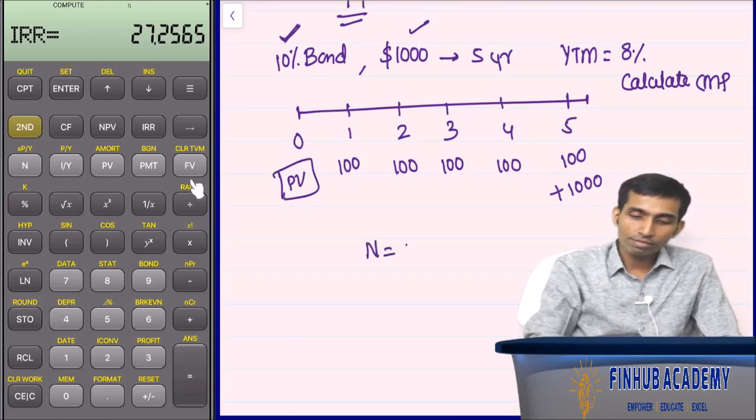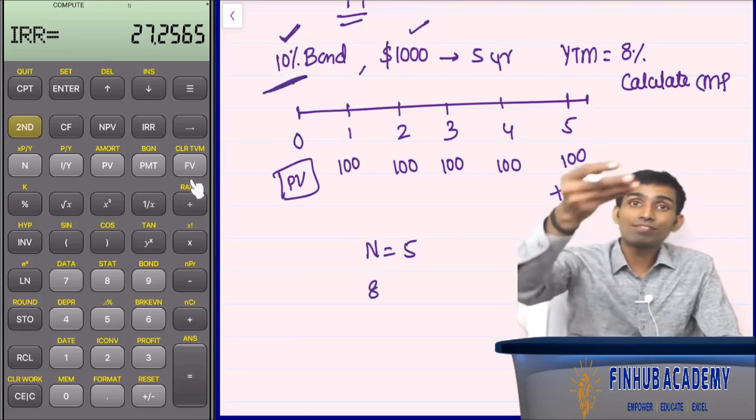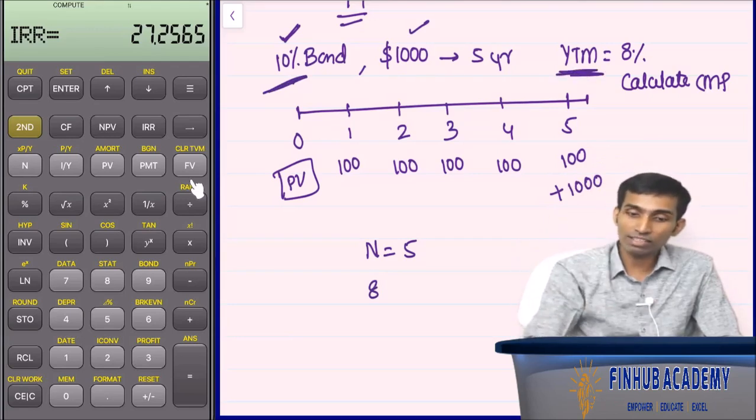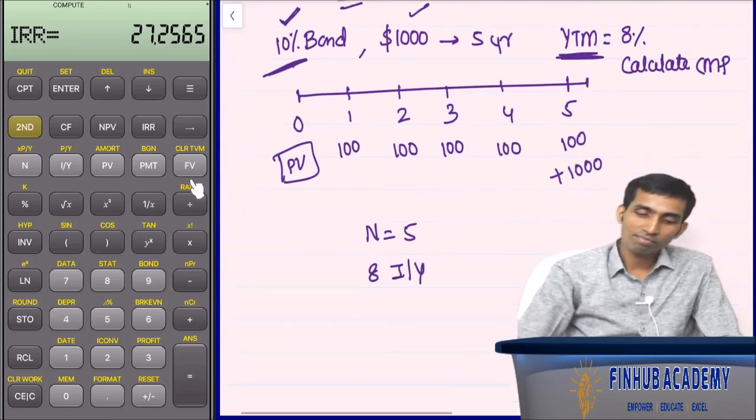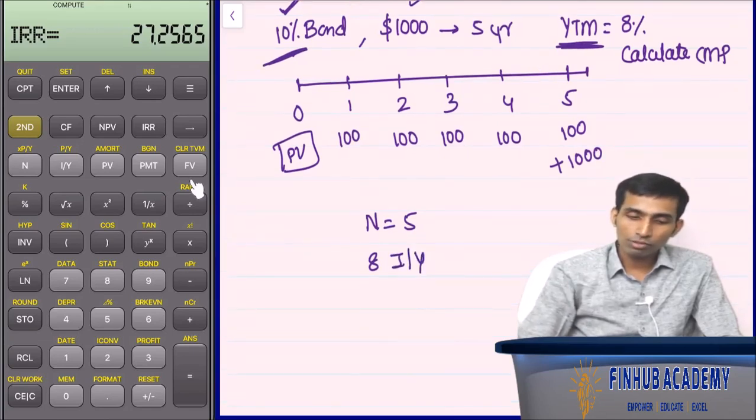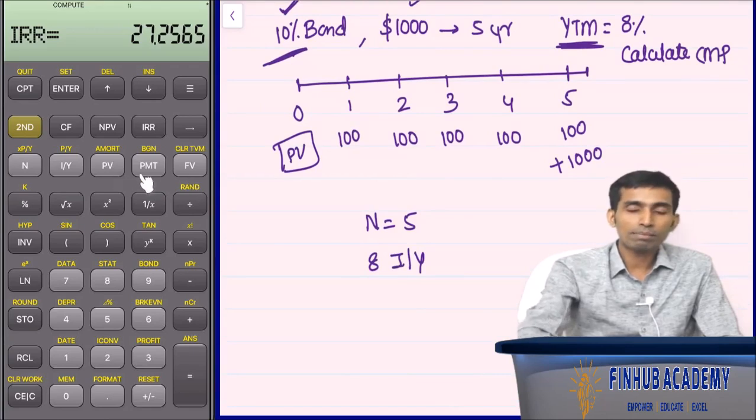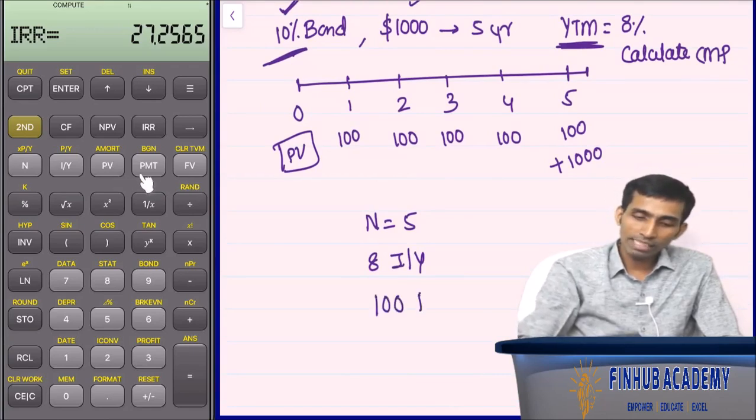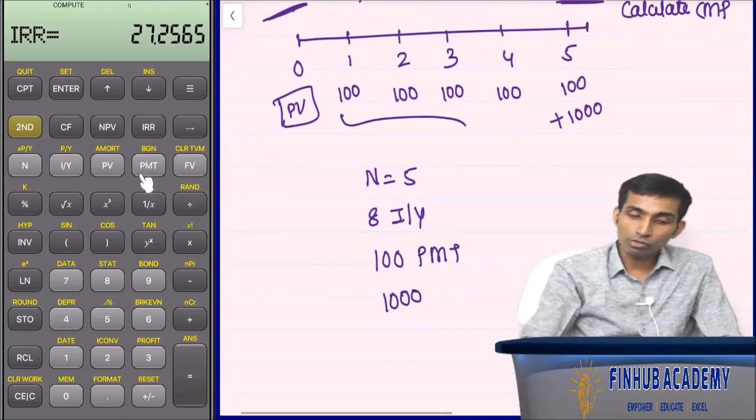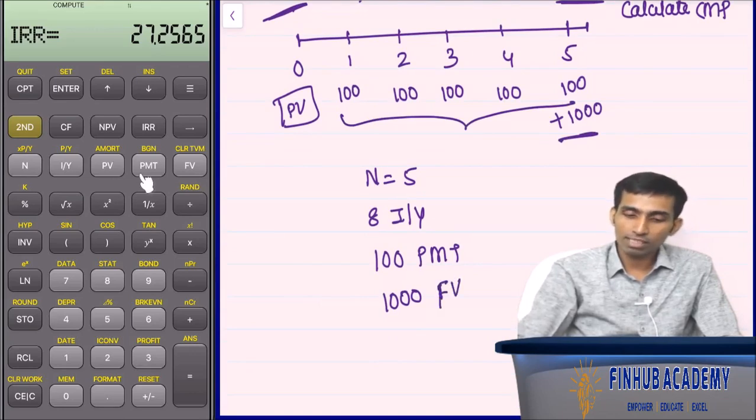N is 5 because 5 years, 5 installments. My I/Y is 8. Remember, the 10% is the coupon: a 10% bond means every year you will get a 10% coupon. The market interest rate, YTM, is 8%, so 8 is I/Y. I have to compute the PV, so I will not feed PV. My PMT is 100, and I will feed 1000 as FV. This is also an inflow for me.